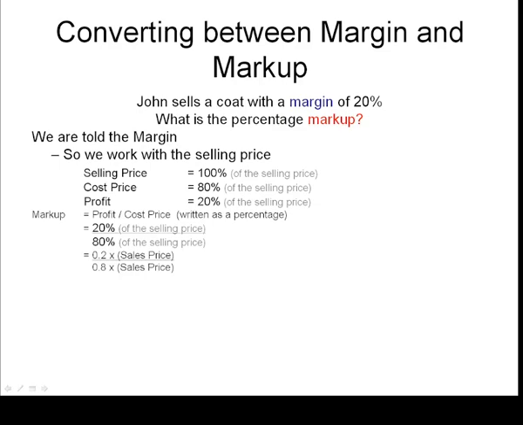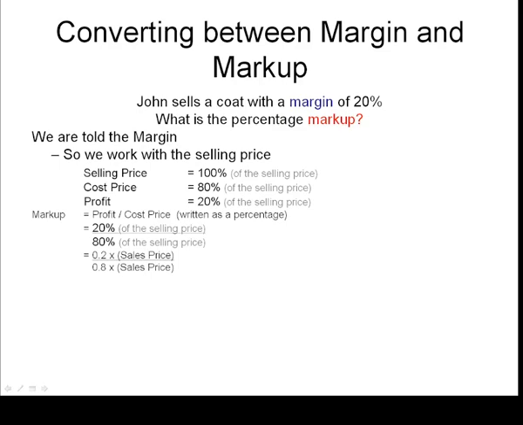The markup is the profit written as a fraction of the cost price and written as a percentage. So it's the profit over the cost price written as a percentage. So we've seen that the profit is 20% of the selling price. The cost price is 80% of the selling price. So the markup is 20% of the selling price over 80% of the selling price, which is 0.2 by the sales price over 0.8 by the sales price.